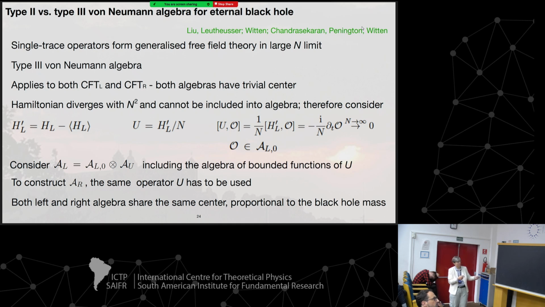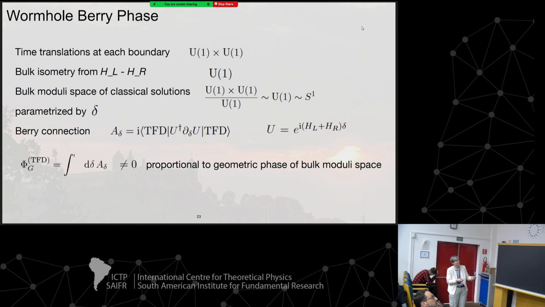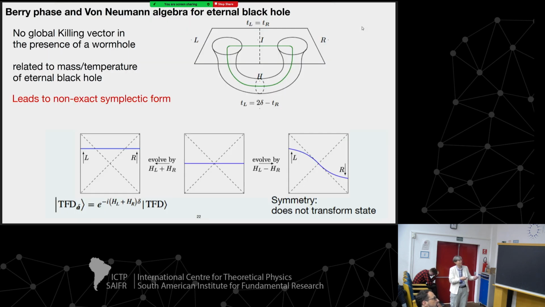And so the statement that's obtained in this context is extremely similar to what I was telling you using the Berry phases. Going back to this picture again, we have a non-exact symplectic form coming from the fact that the time-like Killing vectors don't agree, so there's a singularity which gives you a non-exact symplectic form that gives you a Berry phase, and actually this Berry phase will be proportional to the mass of the black hole.